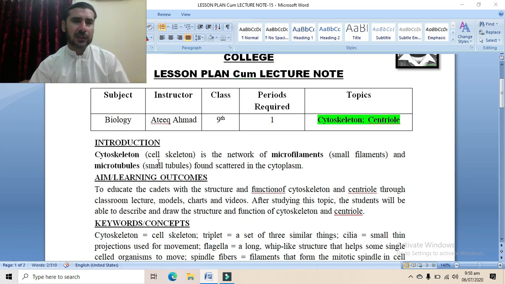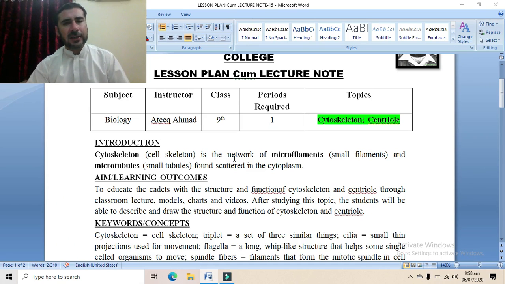And just like the skeleton of animals and human beings, this skeleton also supports the cell. Just like in higher animals and in human beings, the skeleton supports and also provides proper shape to the body. So same is the case here, that cytoskeleton provides proper support and shape to the cell. Cytoskeleton is a cell skeleton.